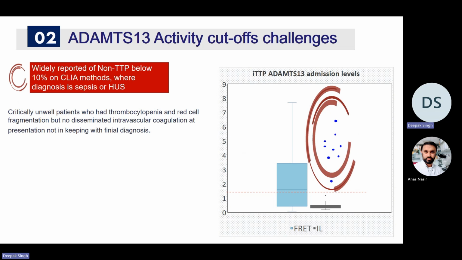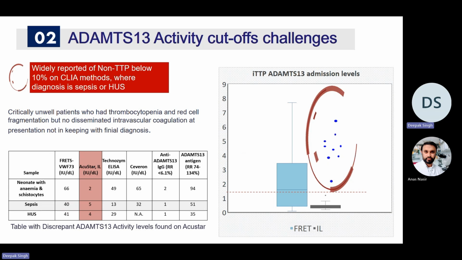So we presented this paper a few years ago where there were critically unwell patients with thrombocytopenia, red cell fragmentation, no signs of a DIC at the time, but they had results suggestive of TTP, which made it quite confusing. And this is just a snippet from that paper that we published. So there is a lot of work still to do on a method-specific cutoff. And I know there's a few sites that are working on this at the moment, including ourselves. So hopefully that'll be cleared up in the near future.